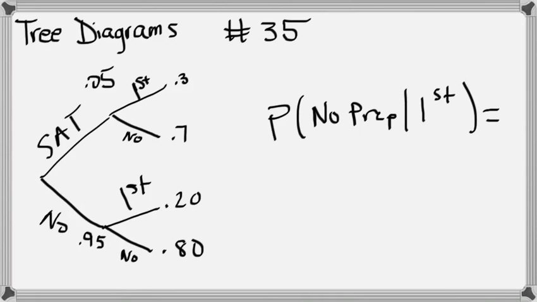So you're going to look at all the students that got into the first choice, and out of that total, you want to know the probability that he was in the no prep group. Is it 0.3? Where are the first choices? It will be here, and here. So I'm going to have to find those probabilities. How do you get the probability? 0.05. Multiply down that line. The first one is going to be 0.015.